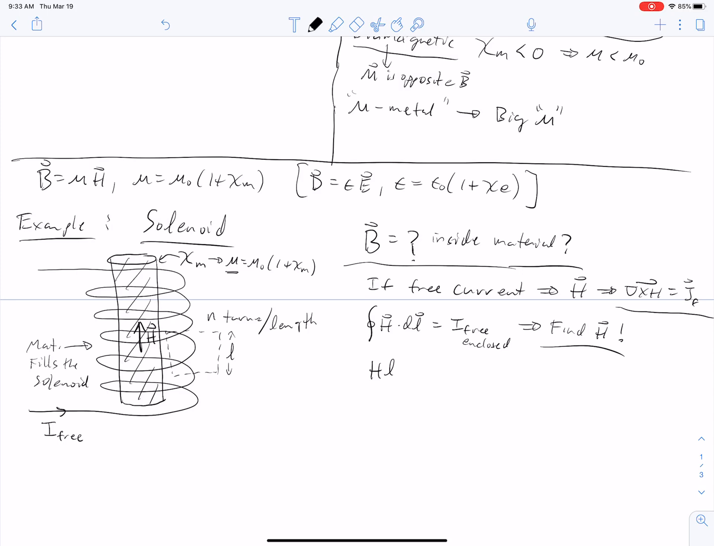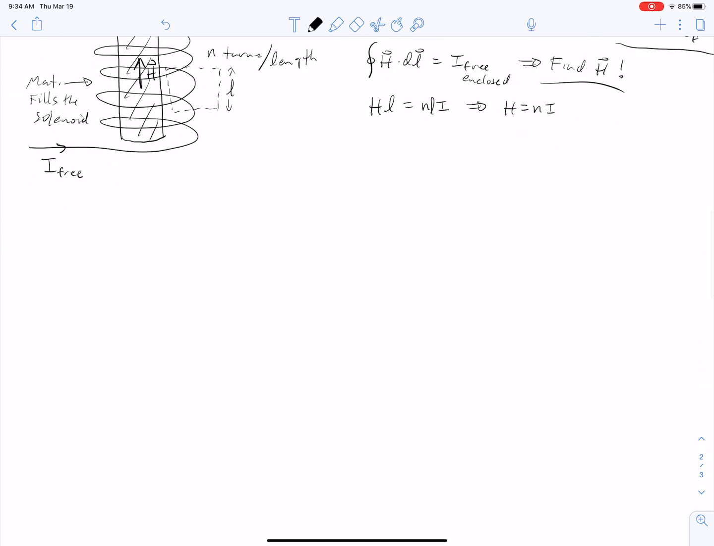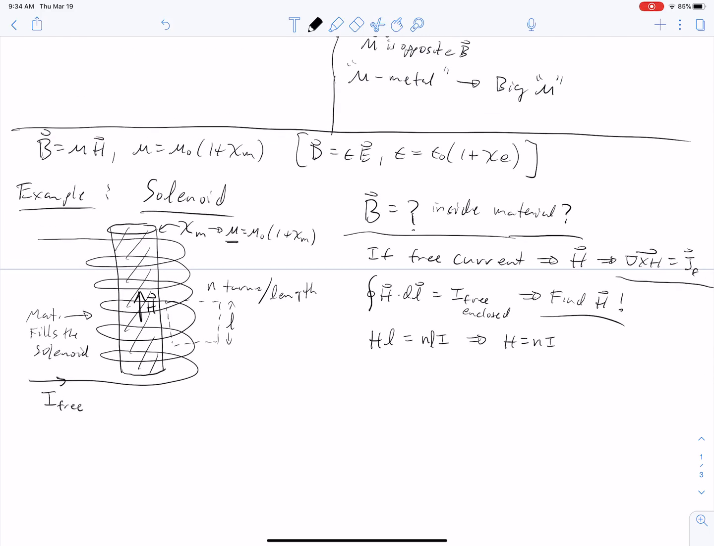And so HL is equal to I free, which is simply N times I, because if this Amperian loop is of length L, then there's going to be N. Oh, I'm sorry, it's NL times I. That's the number of current loops in my Amperian loop. So then the L's cancel, and we get H is equal to NI. So that's nice. But then I ask you for B, the magnetic field. This is the applied field that we just calculated.